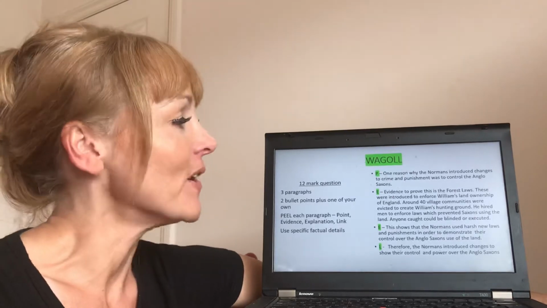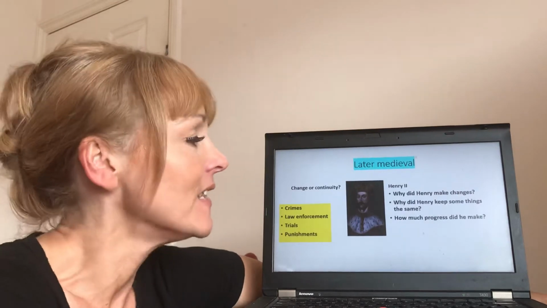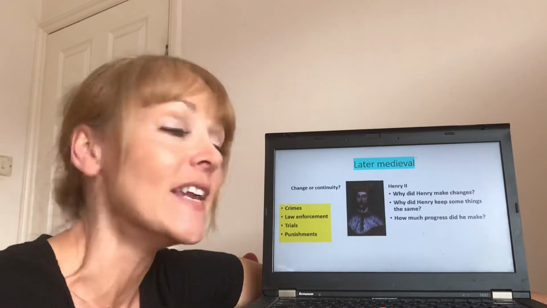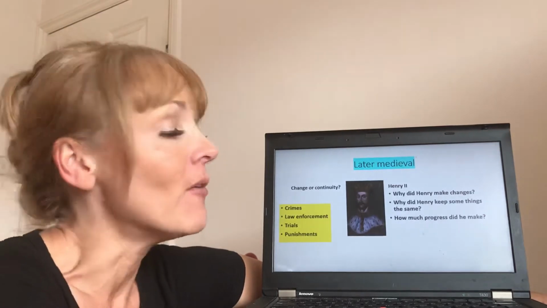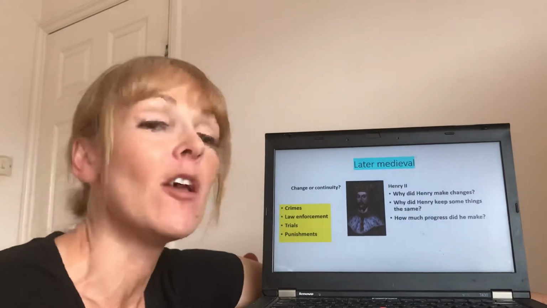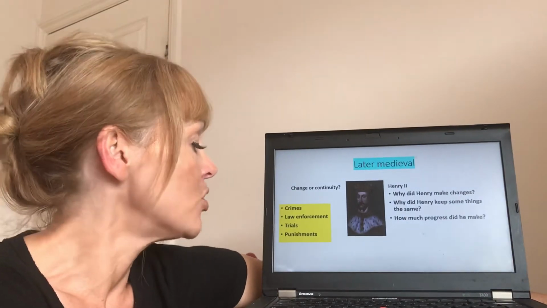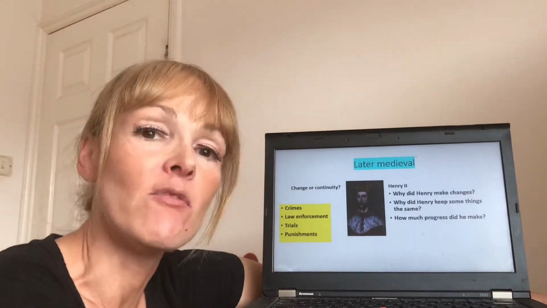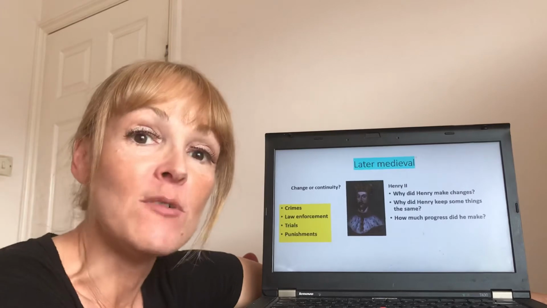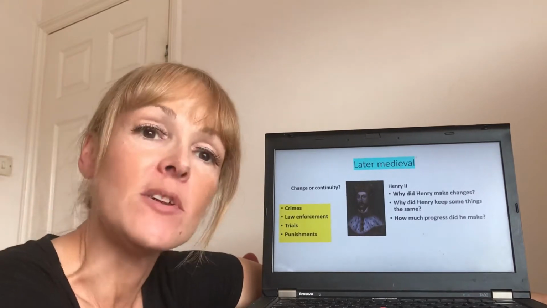So on to this week, we're looking at the later medieval period, in particular this man here, Henry II, and his reign, who ruled towards the end of this period. Now, in one lesson, you're going to look at all 4 themes that you can see in the yellow box. So you're going to consider the crimes, the law enforcement, the trials and the punishments during the reign of Henry II. And as ever, for all of those, you need to look at the key concepts of change and continuity.